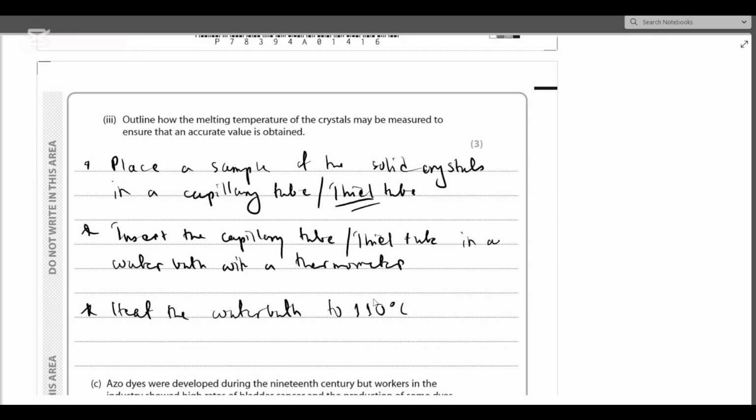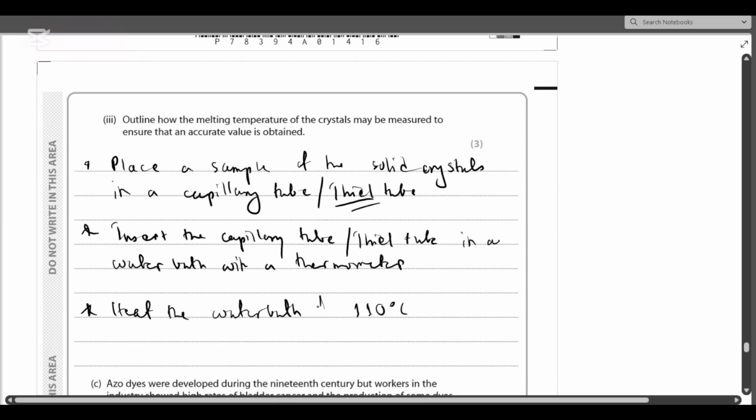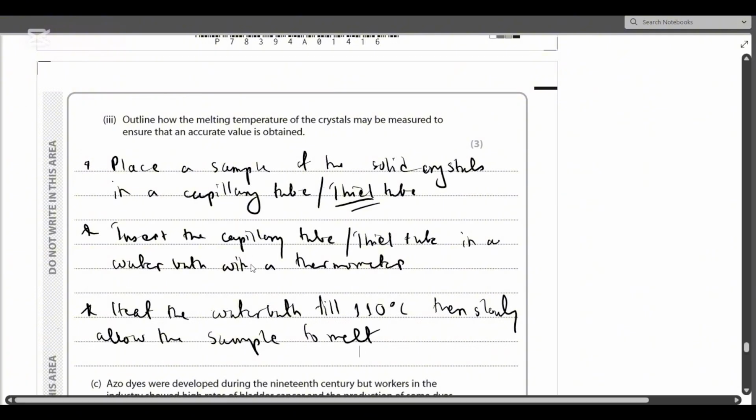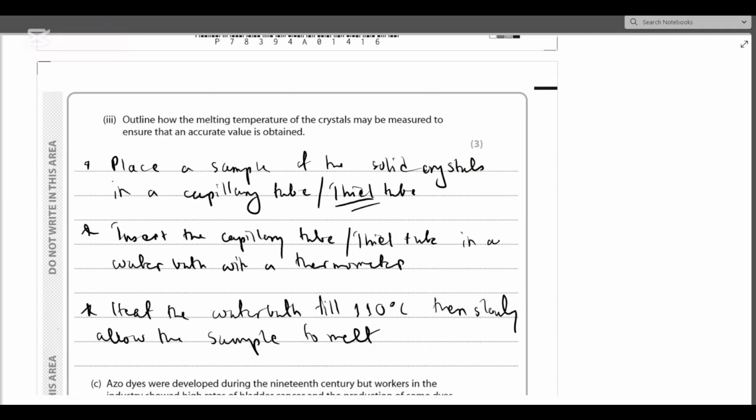And then we will decrease the amount of heat so that the solid tends to melt slowly until 131 degrees Celsius is reached, where the whole solid completely melts. Heat the water to about 100 degrees Celsius, then slowly allow the sample to melt. Okay, so this is how you can basically measure an accurate value of the melting temperature using the thermometer as this process goes on.